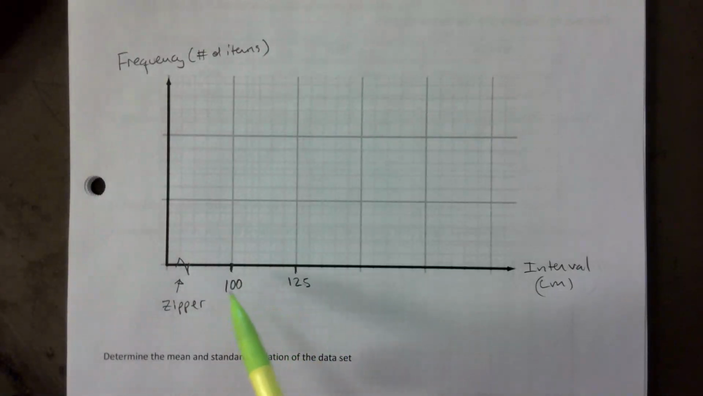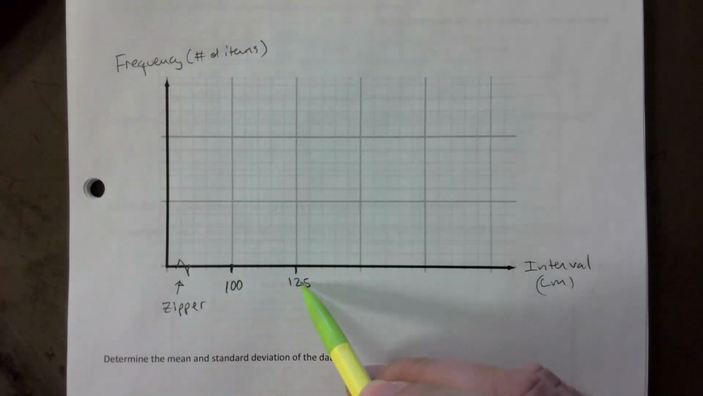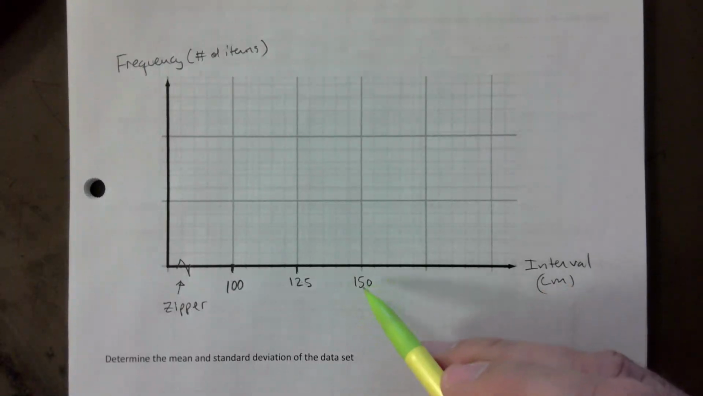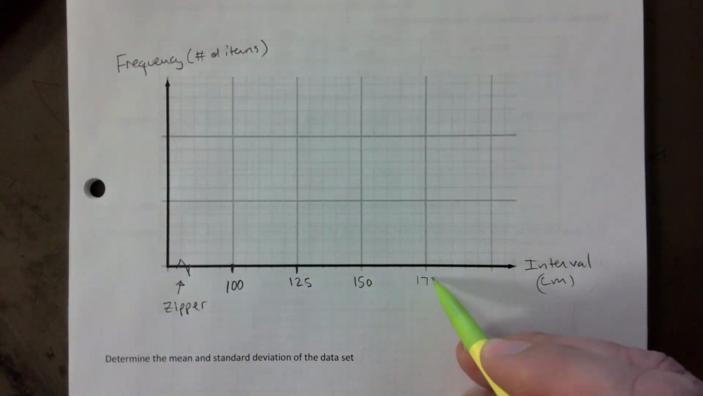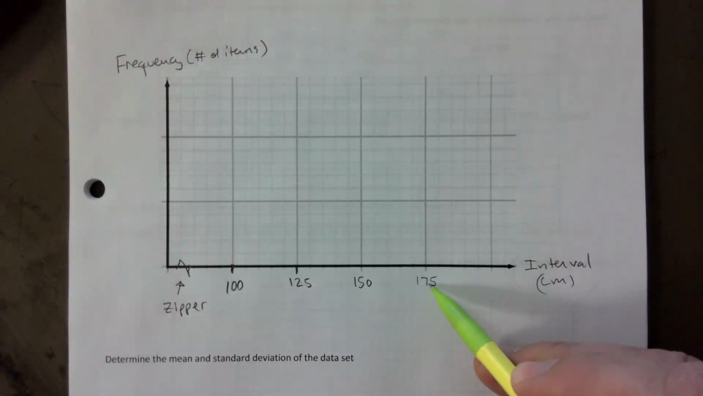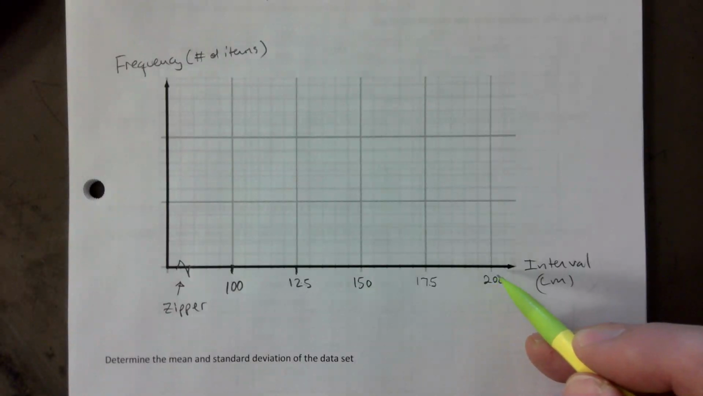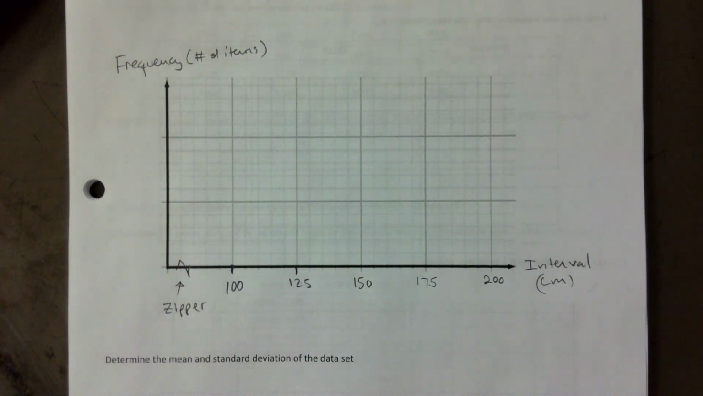So now you just want to read exactly what your table says, right? You go from 100 to 125, and then from 125 to 150, 150 to 175. I just read my frequency table all the way to 200. Okay? So I have that there. And now you grab a ruler. I don't want no squiggly lines here. Okay?